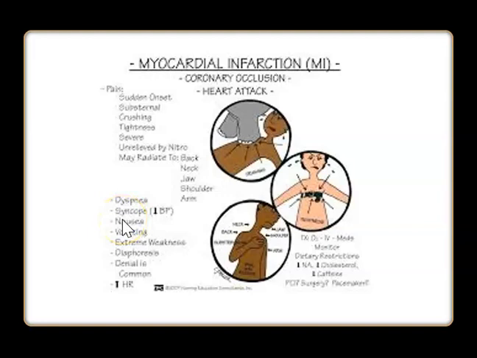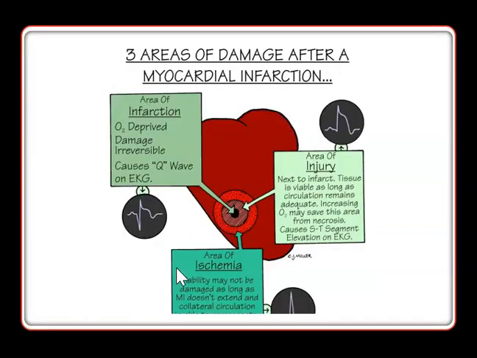So this is just an example of a diagram that will help you to remember what we're looking for as far as manifestations of chest pain. You're going to have your cold spots. You're going to be evaluating their pain. You're going to be looking for signs of shortness of breath or dyspnea, syncope because of a decreased blood pressure, nausea, vomiting, extreme weakness, diaphoresis, that's that flop sweat we talked about. And this is just a nice little slide that describes the 3 areas of damage after an MI.